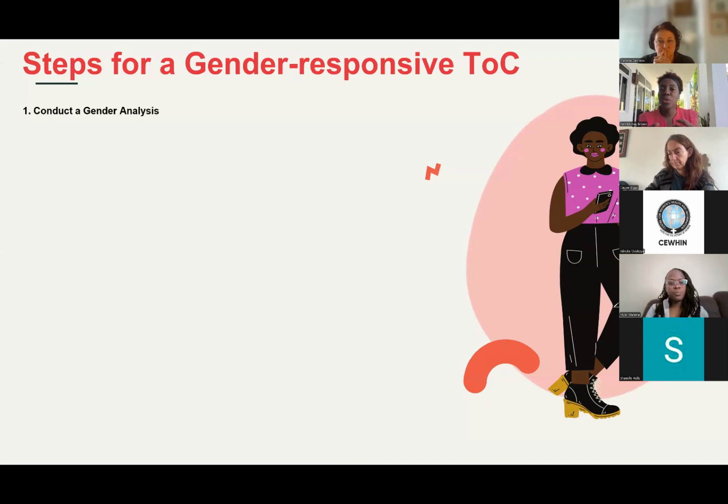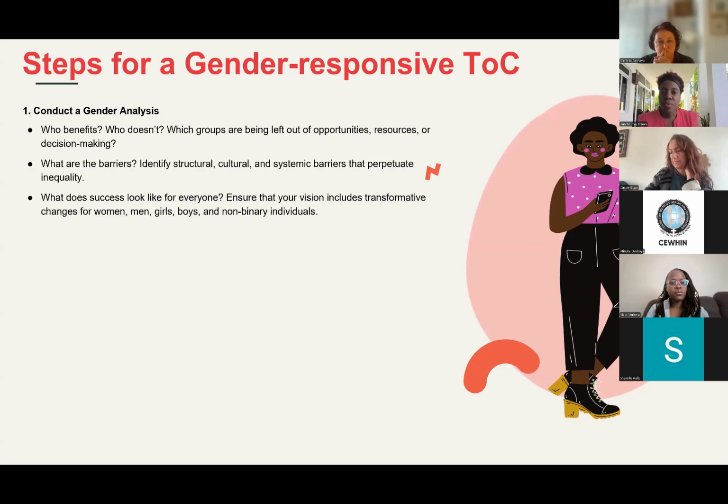Practical steps. You conduct a gender analysis or a gender and social inclusion analysis. That's the first step. Do a mapping. Who benefits, who doesn't, which groups are being left out of opportunities, resources, and decision making? Remember earlier I said, the ultimate thing is power and agency, not tokenism. So don't just look at who is at the table, but do they have any power at the table? Decision making. If not, what are the barriers?